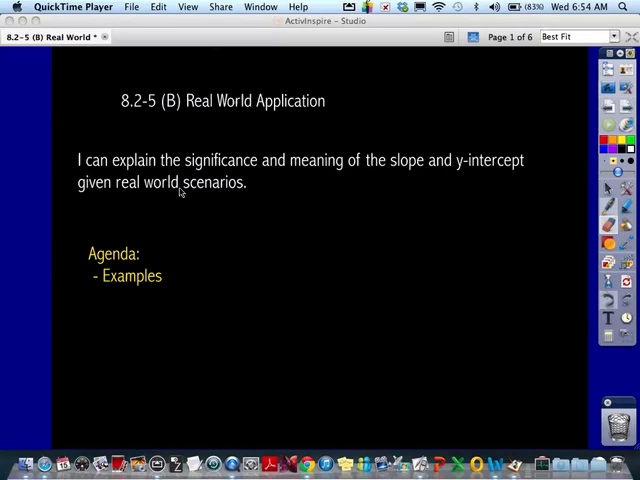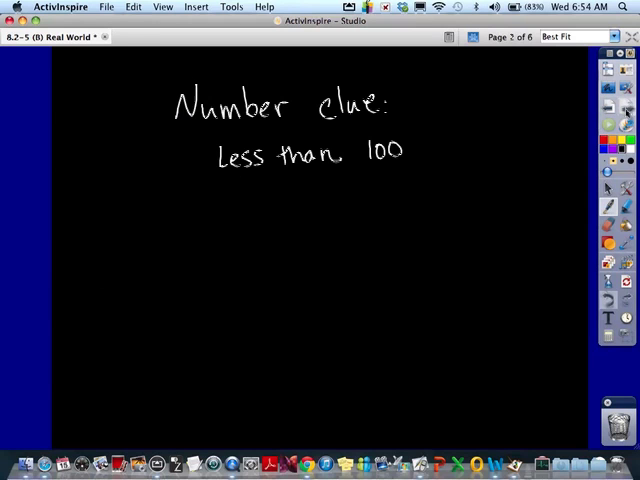Anyways, this is the second video called Real World Application, and I've only got one example, so this shouldn't even be plural here, where it says the agenda is examples. It's going to be a short video. Your I can statement is to be able to explain the significance and meaning of a slope and y-intercept in a real-world problem or scenario. Okay, here's your number clue. This mystery number is less than 100.